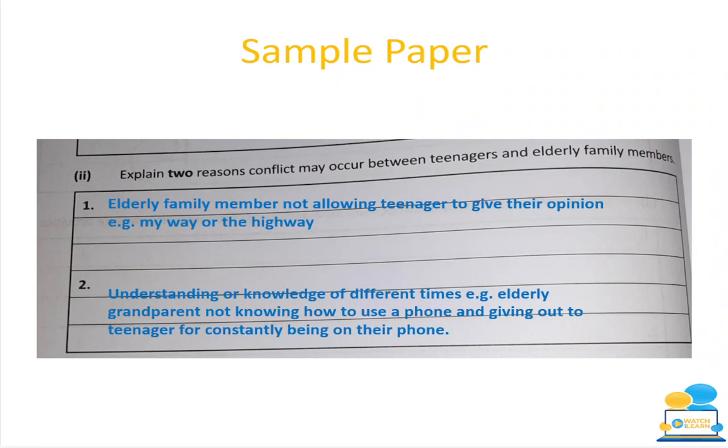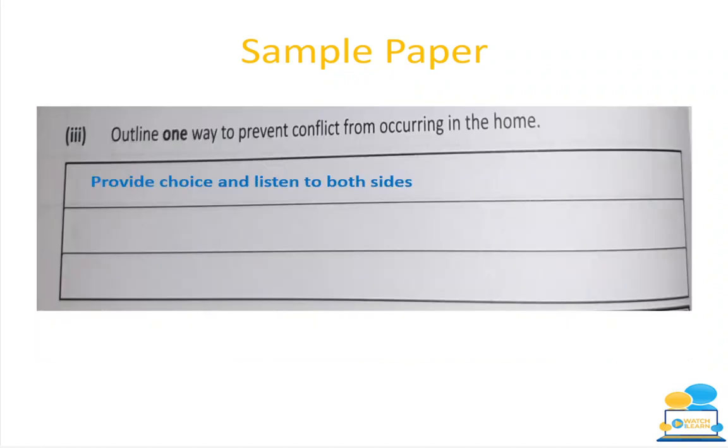And a grandparent's not allowing the child, seeing the teenager as a child still, and not giving them the freedom which the parents are. So you're just coming up with examples. Think of your own life, and that'll help you create a better, more rounded example. So these are sample paper examples for conflict between teenagers and elderly family members.